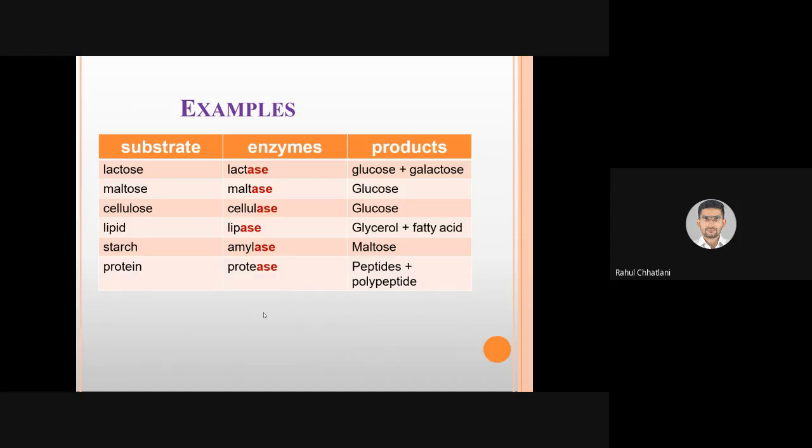Lactose gives the products glucose and galactose, the enzyme will be lactase, and similarly we have already seen this.